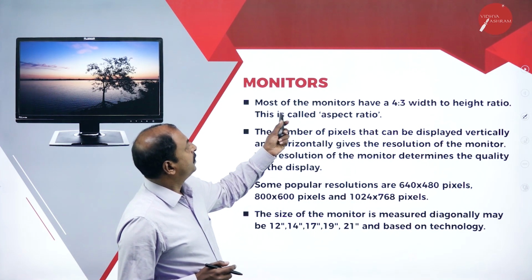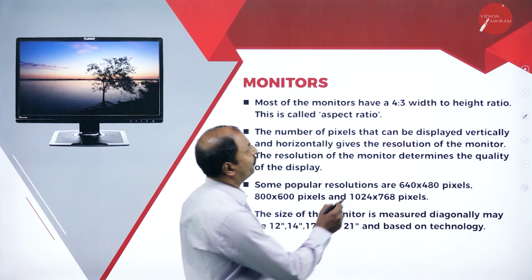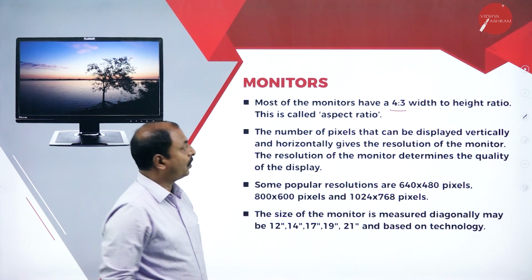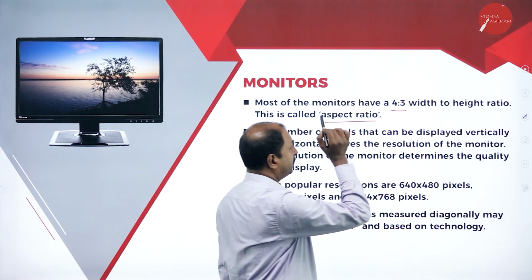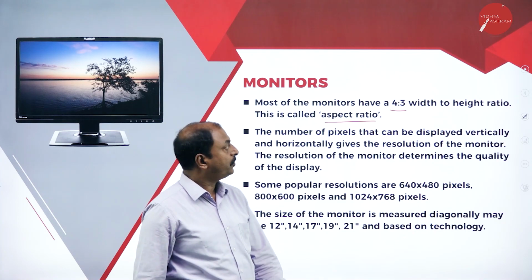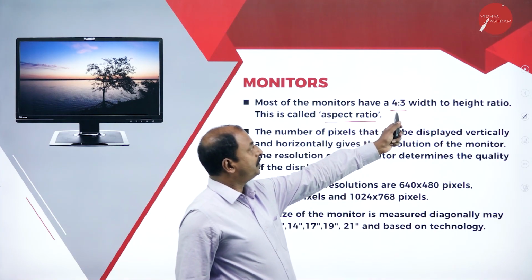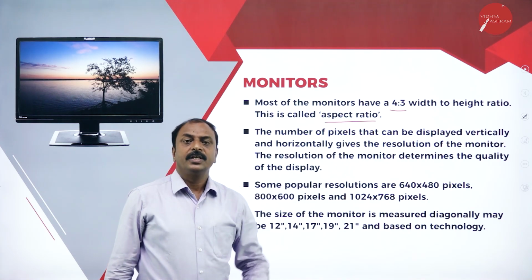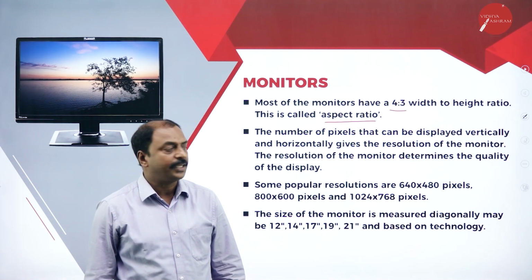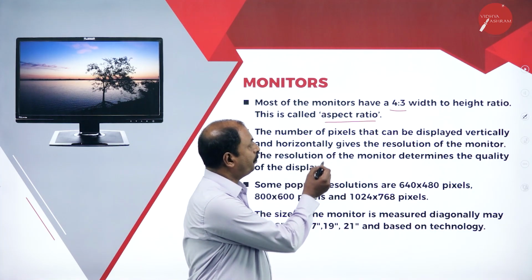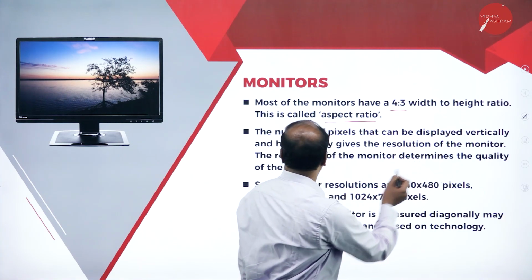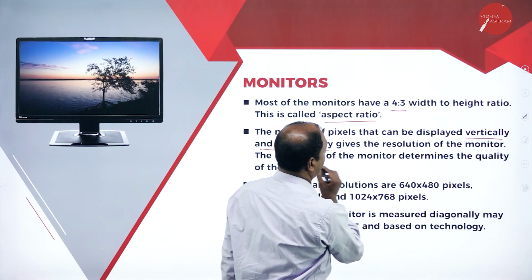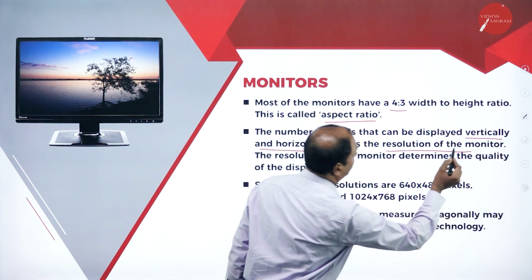Now most of the monitors have a 4:3 width to height ratio. This is called aspect ratio. This is 4:3, with respect to the width and height of the screen. So this is called aspect ratio. And the number of pixels that can be displayed vertically and horizontally gives the resolution of the monitor.